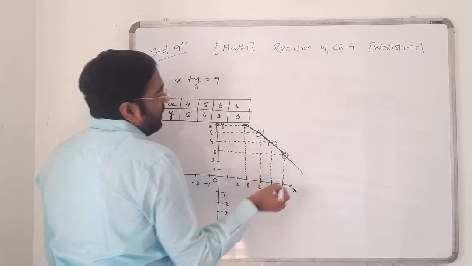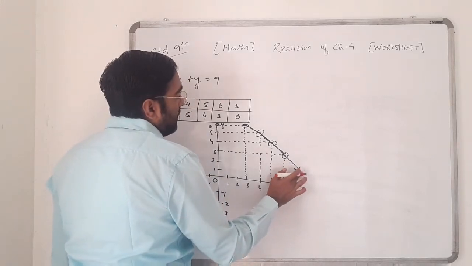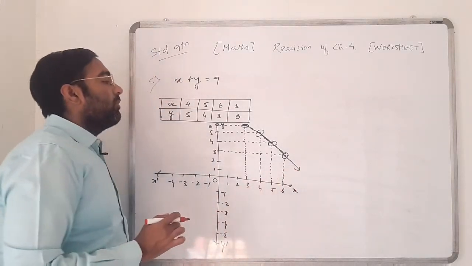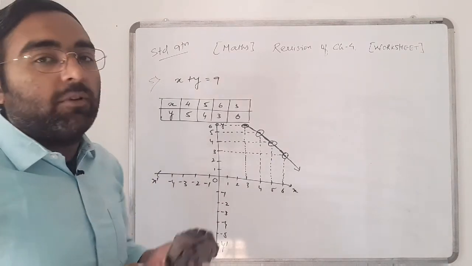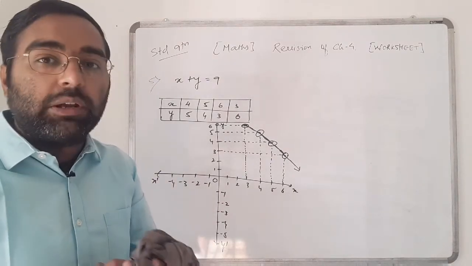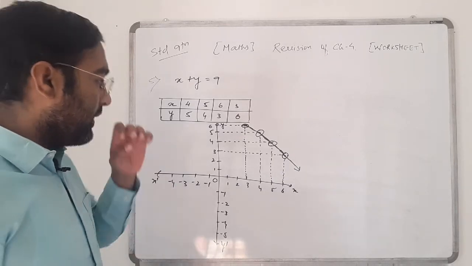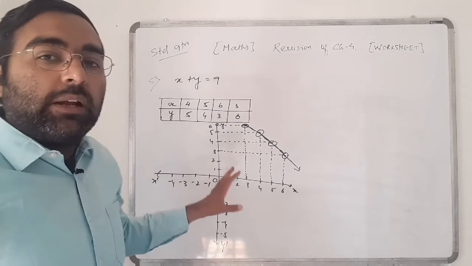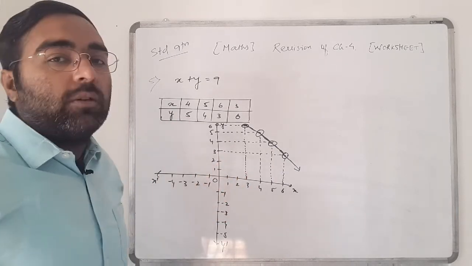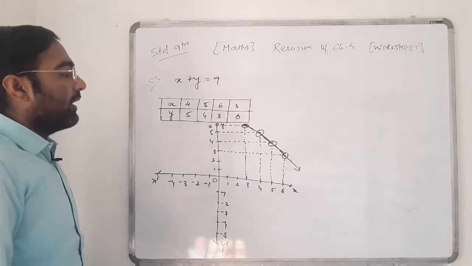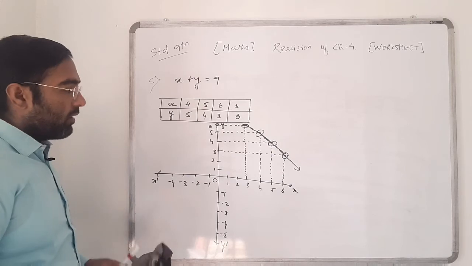Clear that? Sometimes lines are formed as a curve, but in a linear equation in two variables the line is always formed as a straight line. Okay, lines are formed as straight lines. Clear that? So this kind of graph you can form in your graph book. Okay, so this kind of graph is formed. Clear that?